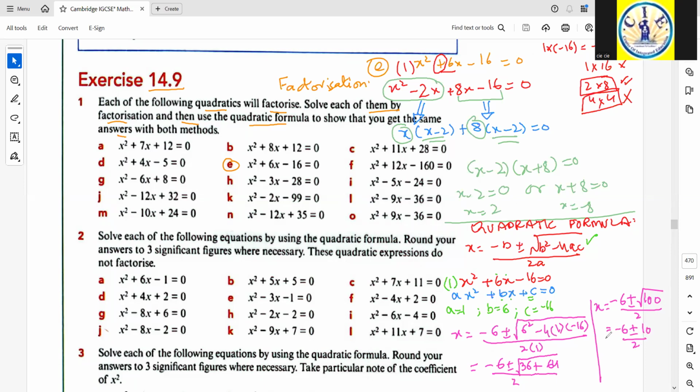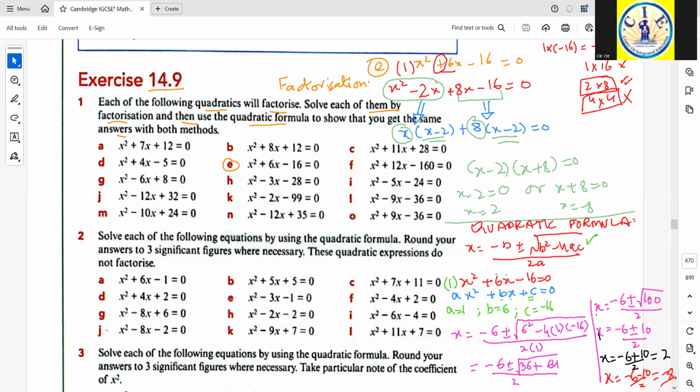And now one value of the variable x is going to be negative 6 plus 10 by 2, which will give me 4 by 2, that is 2. And the other value of the variable x is going to be x equals negative 6 minus 10 by 2, which is negative 16 by 2, which will give me negative 8.